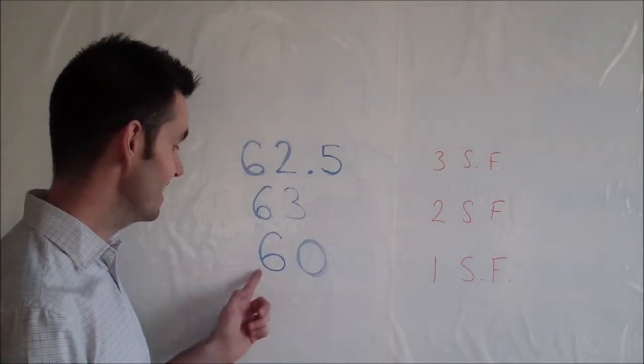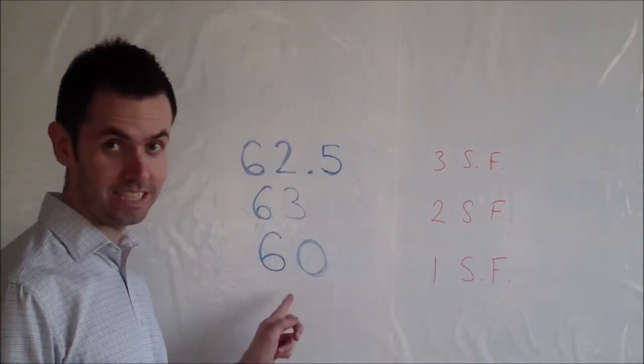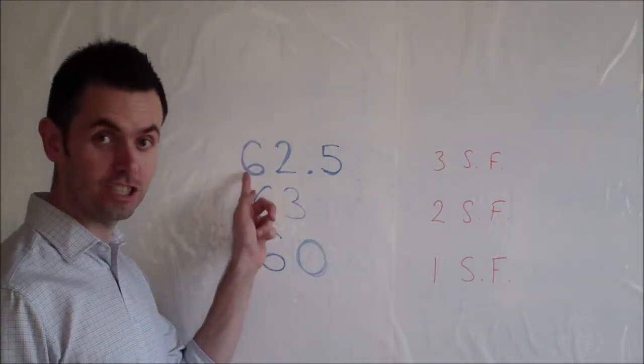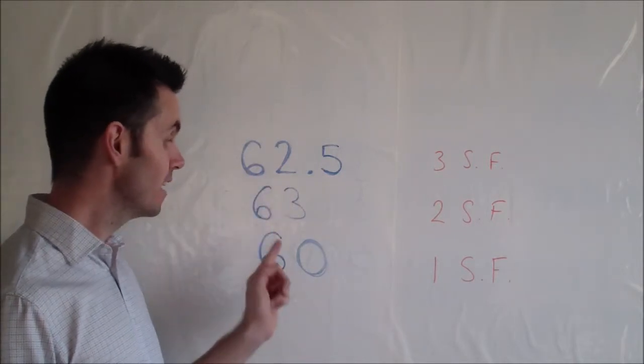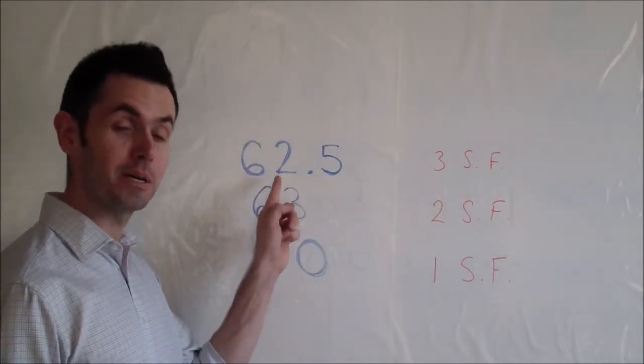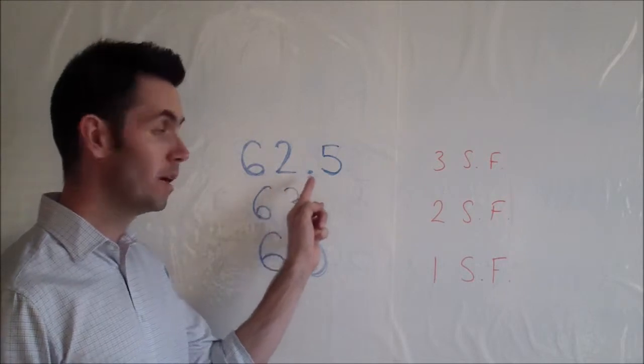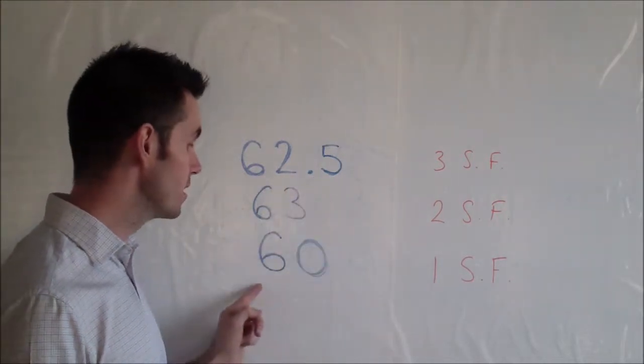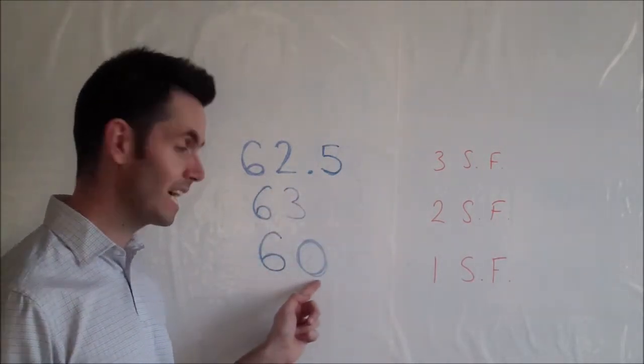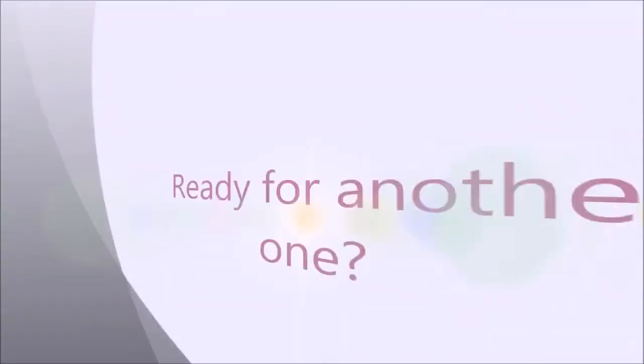And here's the answer, 60 to 1 significant figure. We take the first digit, the 6, it stays as it is, but we need to write in a 0 as a placeholder for this 2 because it comes before the decimal point. So to 1 significant figure, the answer is 60.